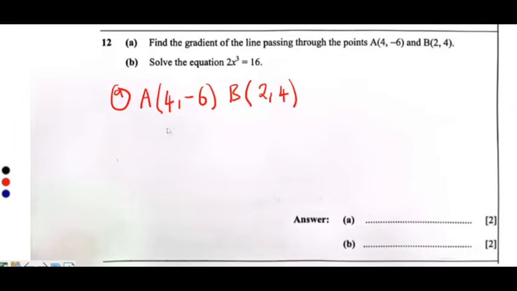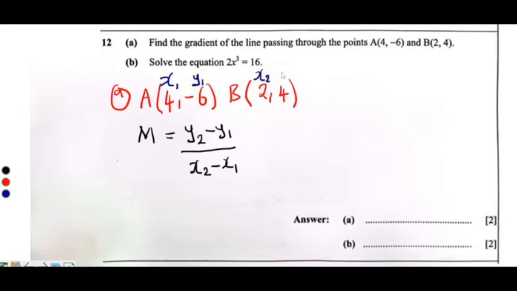First thing, we are going to come up with the formula for finding the gradient between points A and B. This formula is m, where m stands for gradient, is equal to change in y, which is y2 minus y1, over change in x, which is x2 minus x1. From these coordinates, we need to identify x1, x2, y1, and y2. This is our x1 right here, then this is our y1, this is our x2, and this is our y2. So we just have to substitute.